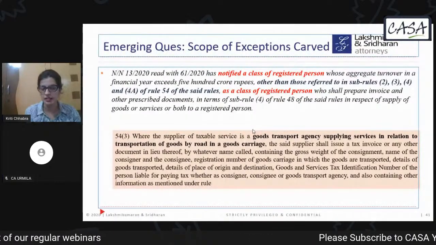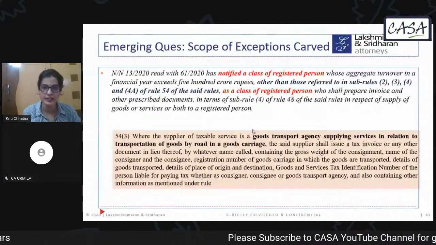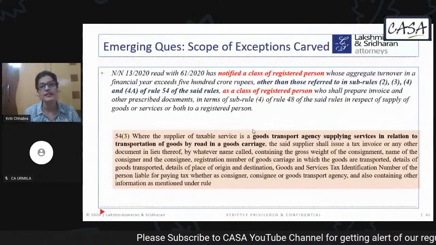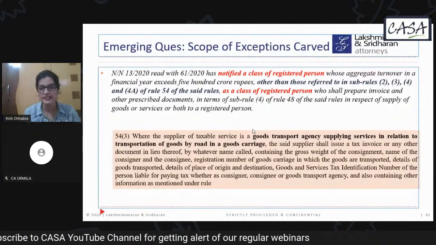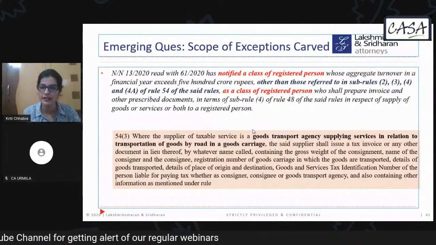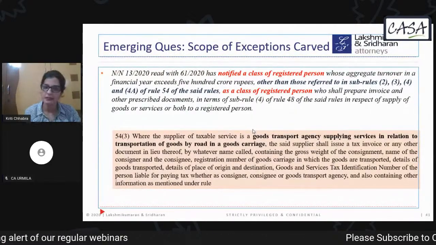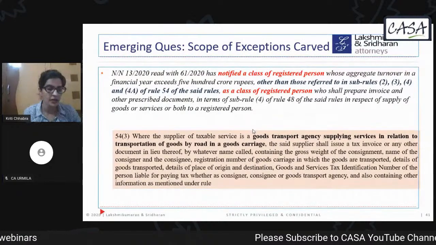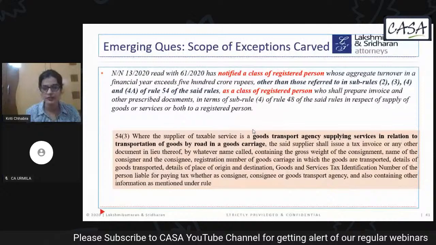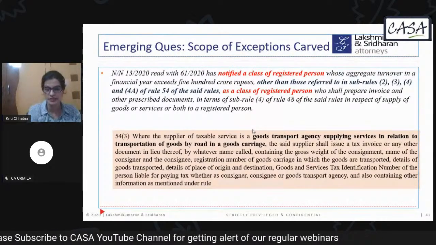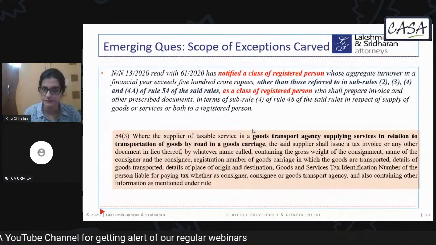Since this notification talks about a notified class of registered person, we can take a view and take benefit of this language, and we can say any person who falls under the GTA category is exempt from following the e-invoicing schema for all the supplies made by it. So this is my view, but again, this has yet to be tested before the appropriate authorities.